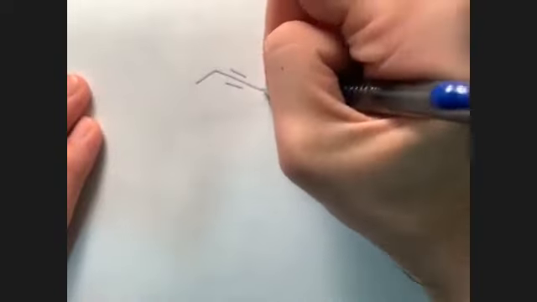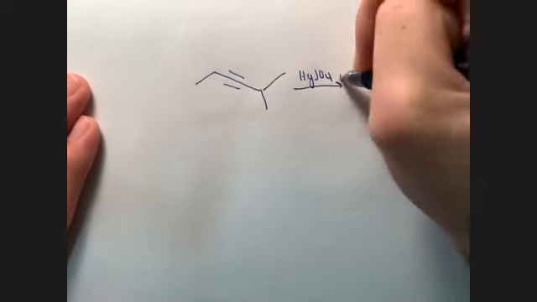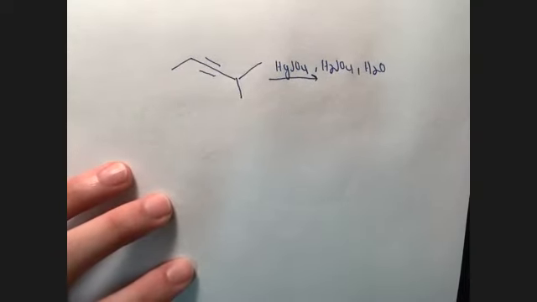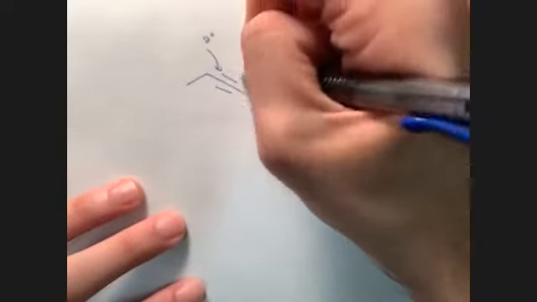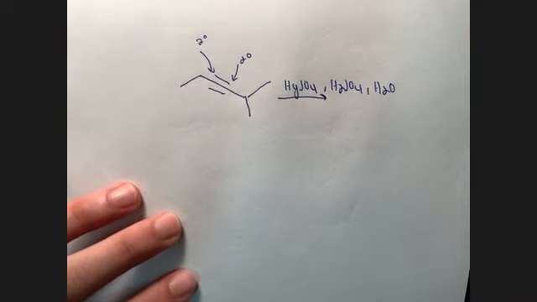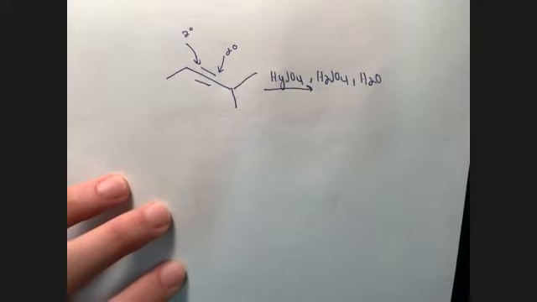So V looks like this, and I want you guys to start getting some examples of this. HgSO4, H2SO4, water. Again, we know that we are adding an alcohol to the more substituted position. So where is that? Here we clearly have secondary, and here we have secondary. Because there is no symmetry, we actually get a mixture of products, because there are both secondary positions.